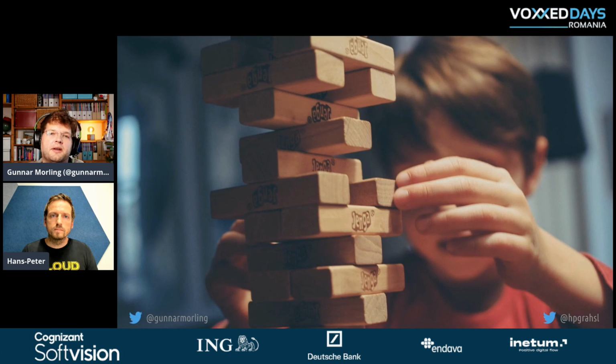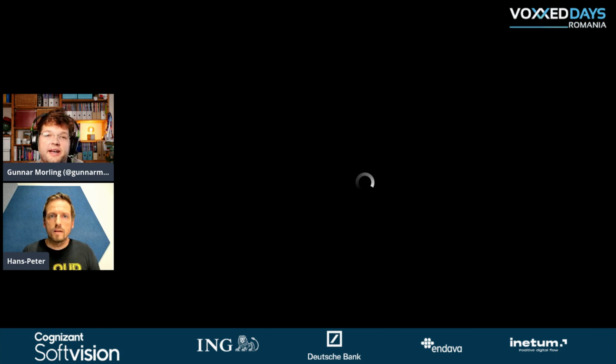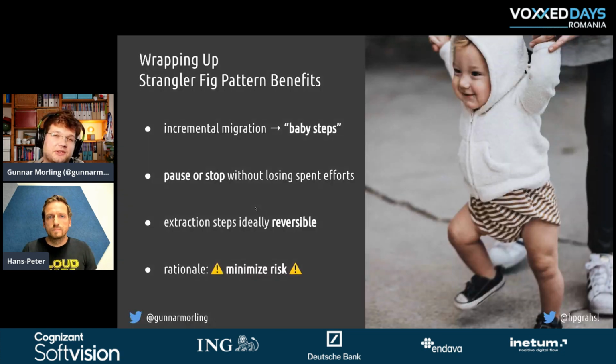All right, Hans-Peter, again, thanks. So as you say, let's wrap it up. We have seen how this works in practice. And I hope we could make the case that thinking about such a monolith to microservices migration in terms of the Strangler fig pattern comes with a few advantages.